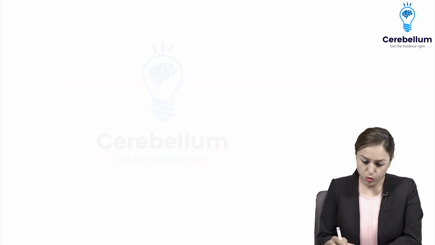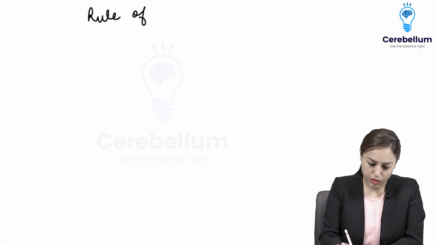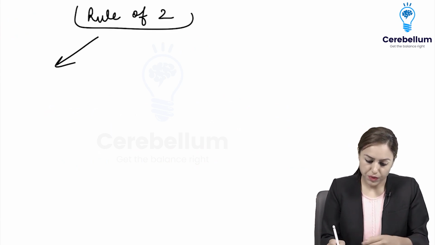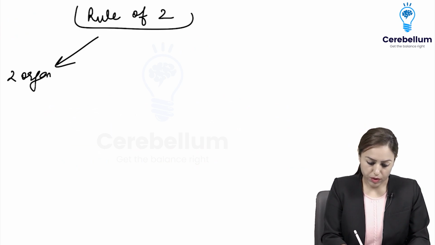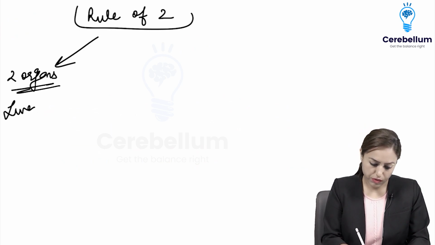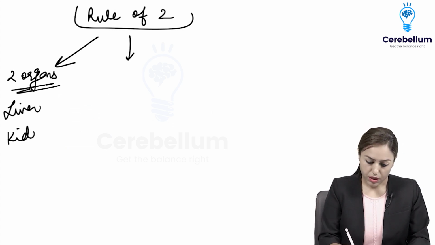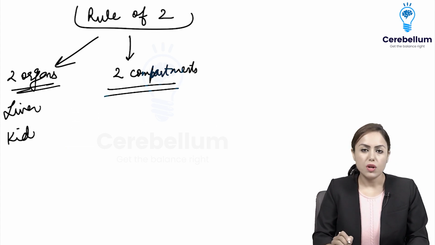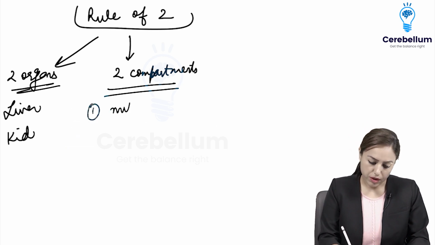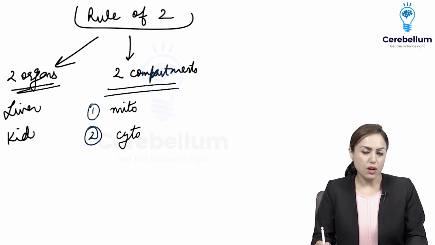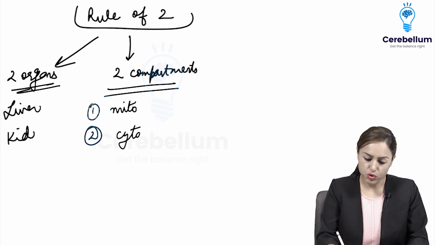Now there is a rule of 2 for gluconeogenesis. Rule of 2, easy to learn. It occurs in two organs, liver and kidney. Then it occurs in two compartments of the cell. Glucose synthesis uses two compartments in the cell. One is mitochondria. It starts from mitochondria. Then it occurs in cytoplasm. So both mitochondria and cytoplasm are used.